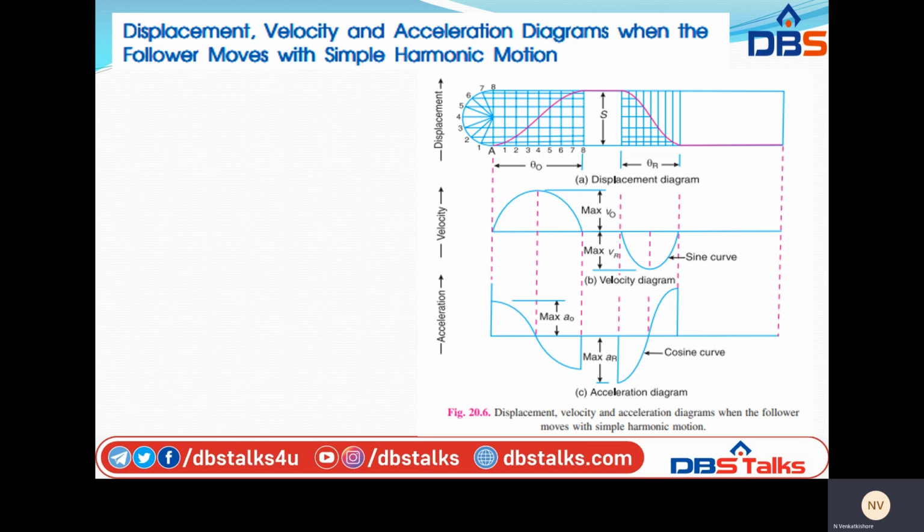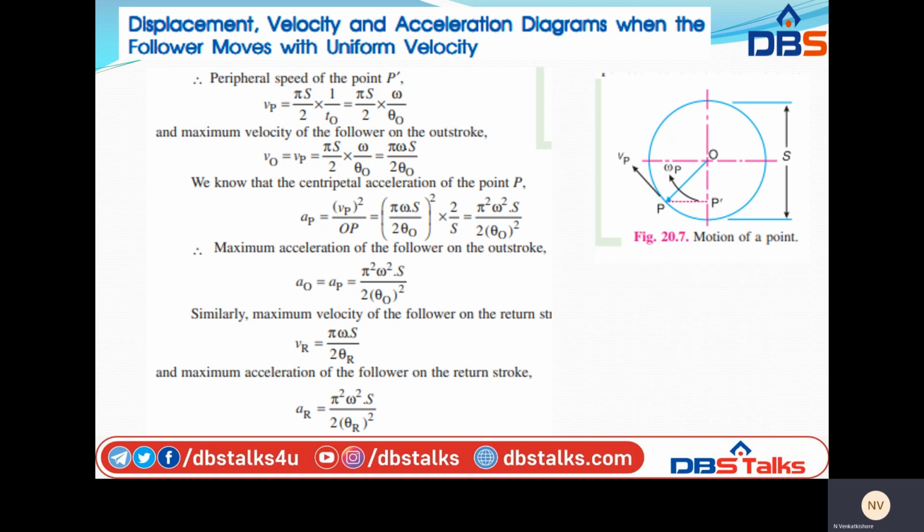On the other hand, the acceleration of the follower is maximum at the beginning and at the ending. So it is just opposite to the velocity. It is the differentiation of the velocity. It is the acceleration. So in the velocity, the maximum is at the middle, and in the acceleration, the maximum is at the ending and the beginning, and diminishes to zero at the mid stroke. So let us try to get the formulation for the problem.